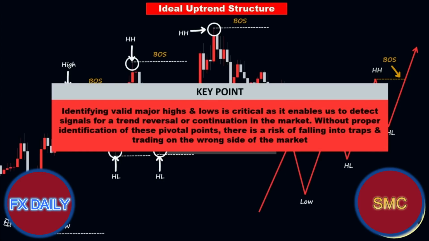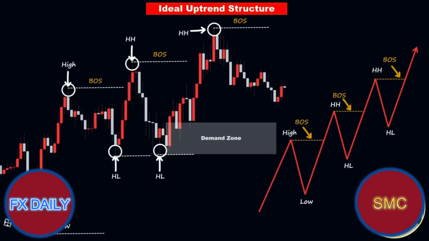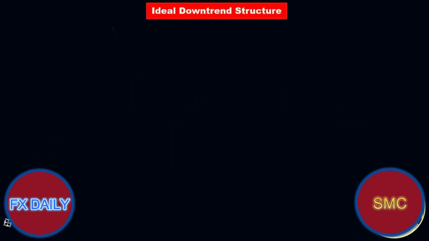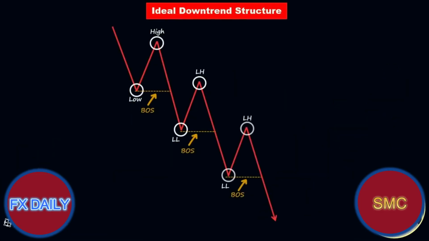Without correctly identifying these critical points, there is a risk of falling into traps and trading in the wrong direction of the market. The same concepts are true for bearish scenarios. In a downtrend, prices continuously form a series of lower bottoms and lower peaks. For example, in this scenario, the price tends to break the previous lows while maintaining the highs.